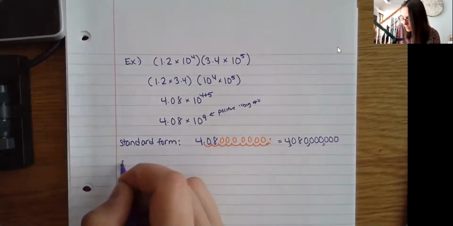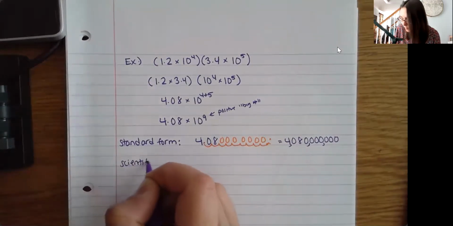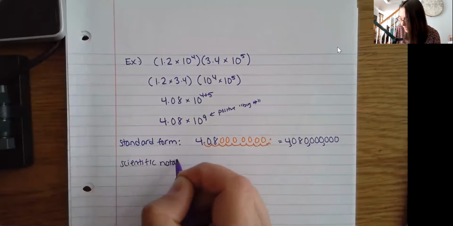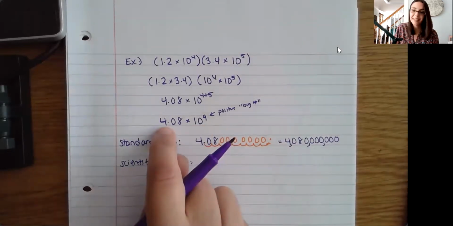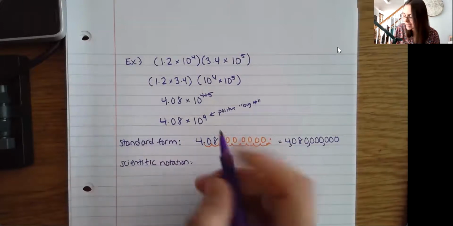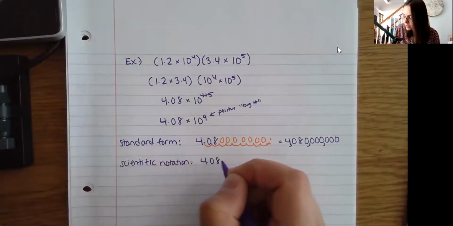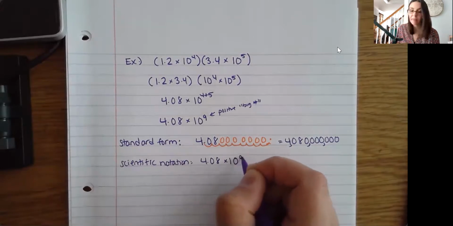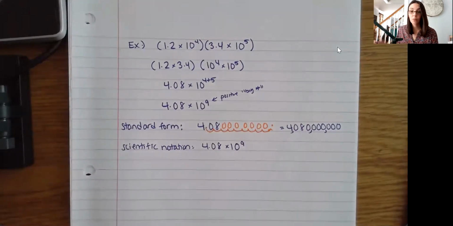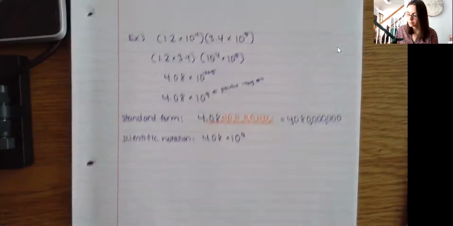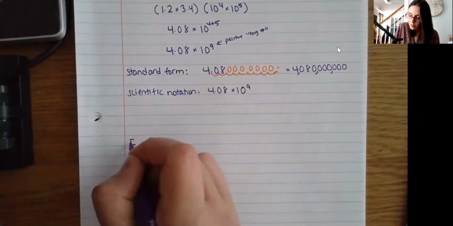Now, if you want your answer in scientific notation, in this case, it's actually already done for us because notice 4.08 is between 1 and 10. So this one actually already is in scientific notation because that first number is between 1 and 10, so I don't have to do any extra work. So if you're multiplying, you're basically just going to rearrange and add those exponents.